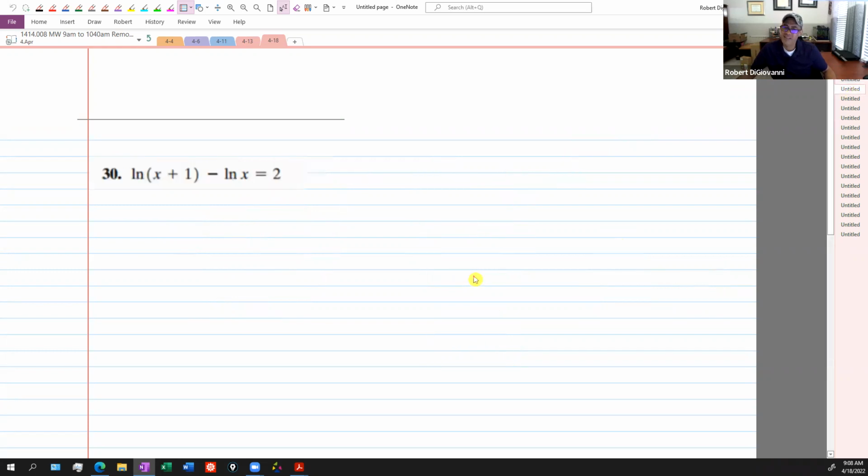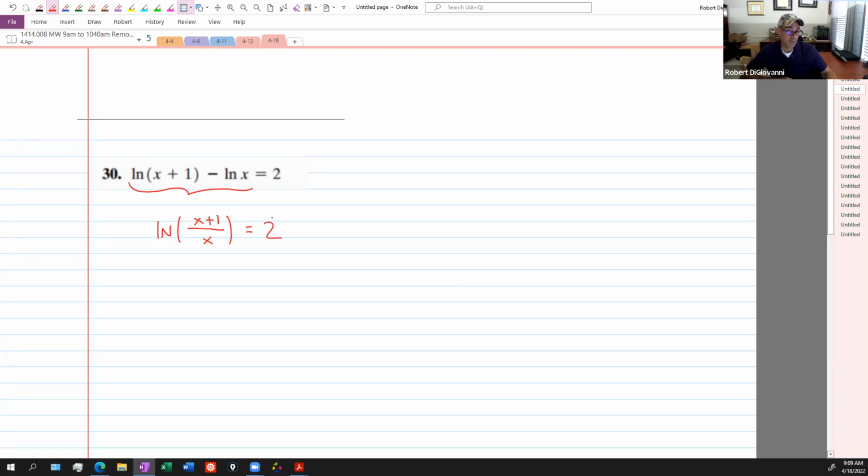All right, same sort of problem here. We have 2 logarithms with subtraction between the 2 logs, so I will put them together. But notice it's a natural log, ln. So we're going to get 1 natural log here, with division inside: x plus 1 over x. Those are the 2 arguments divided, equals 2.